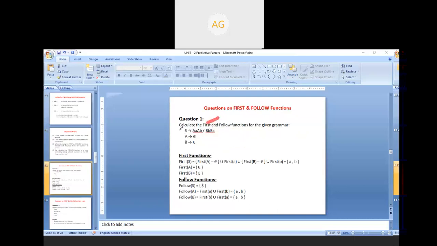As you can see here, we have three non-terminals S, A, and B. So we need to calculate the first of each of the non-terminals. Just prepare a table like this. Here you write the non-terminal and then the first. And when we discuss the follow, you can write the follow here as well. So here S, then A, and then B.